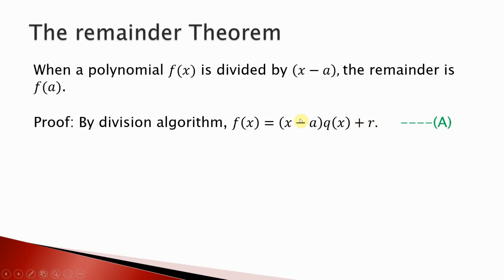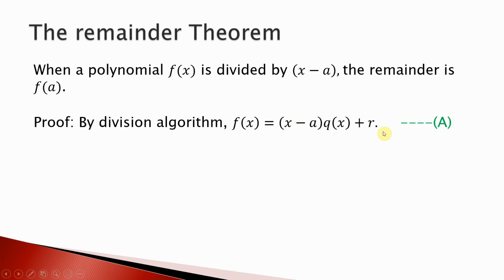The remainder must have a lesser degree than the divisor. Here the degree of the divisor is 1, so the degree of the remainder would be at most 1 minus 1, which is 0. Degree 0 means it's a constant, because x to the 0th power is actually 1.